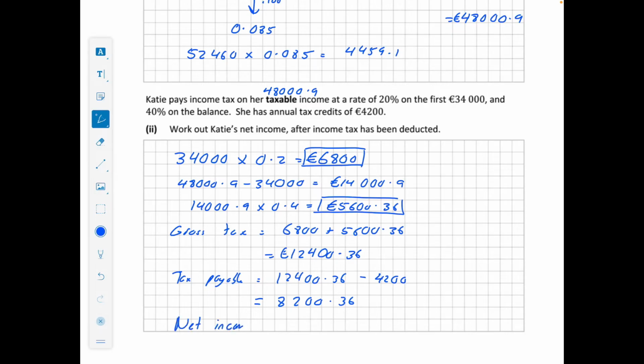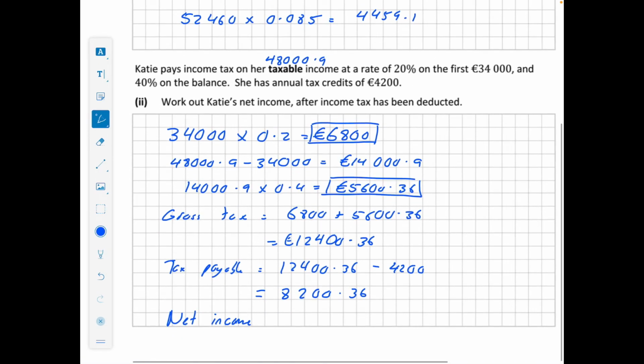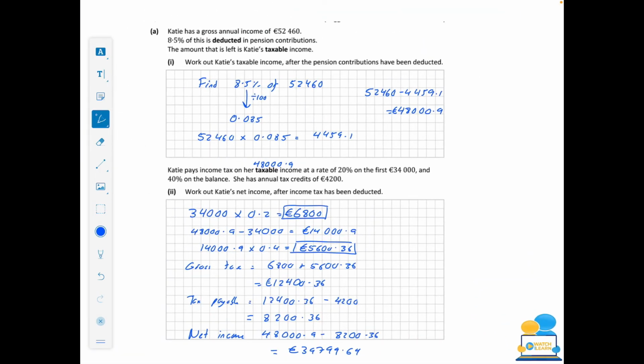Okay, now we need to find her net income. So her net income then will just be her gross income, so that will be her 48,000.9 minus 8,236. Which will be 39,799.64. Okay, so a lovely question there again, a little bit of normal percentages and then going into our, I guess, the proper income tax section of it.